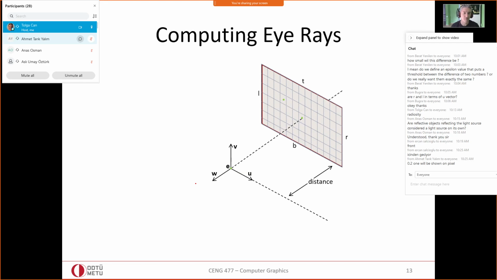So I've been talking a lot. So at 10:40, we will meet again in 10 minutes, and I'm going to show how the equations to compute the ray equation for an arbitrary pixel in the middle of our image. All right, see you all in 10 minutes.